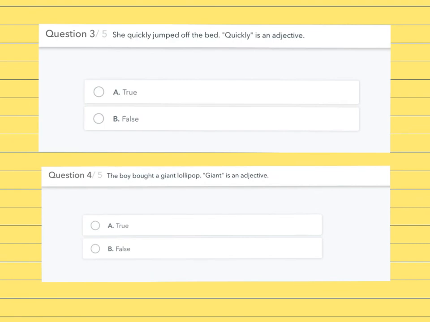The last thing you're going to do is pause the video and answer these in your head very quickly. Okay, she quickly jumped off the bed. Quickly is an adjective. Well, let's take a look. What's it describing? Quickly, it's not saying she is quickly. It's describing how she jumped. But jumped is not a noun, it's a verb. That means quickly cannot be an adjective. This has to be false.